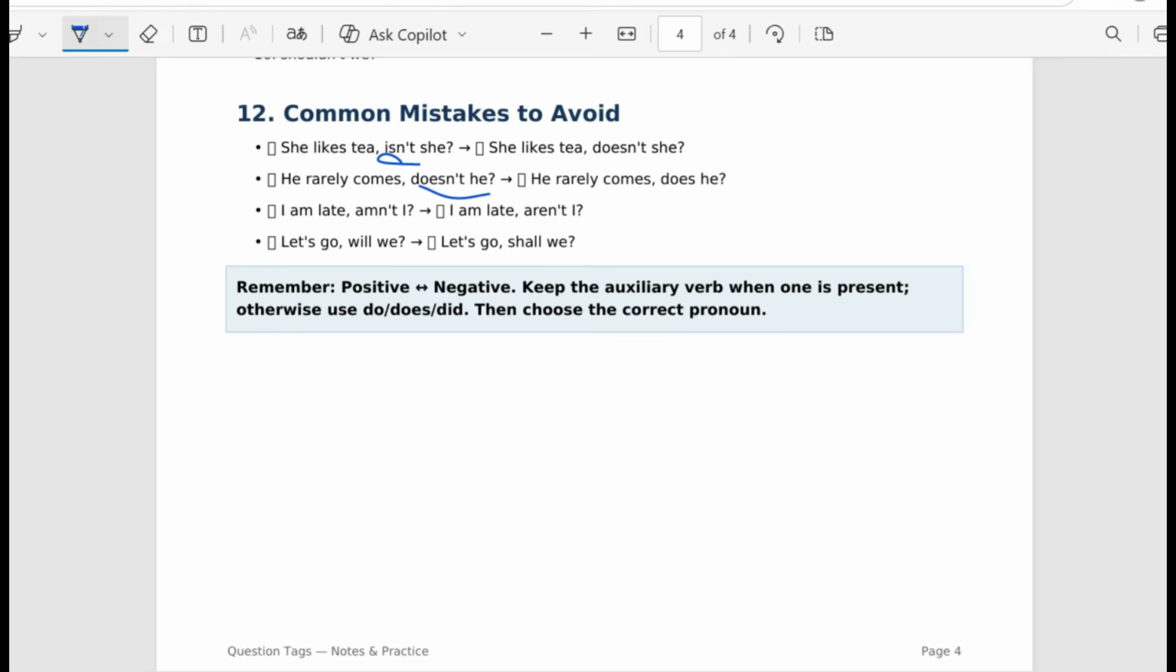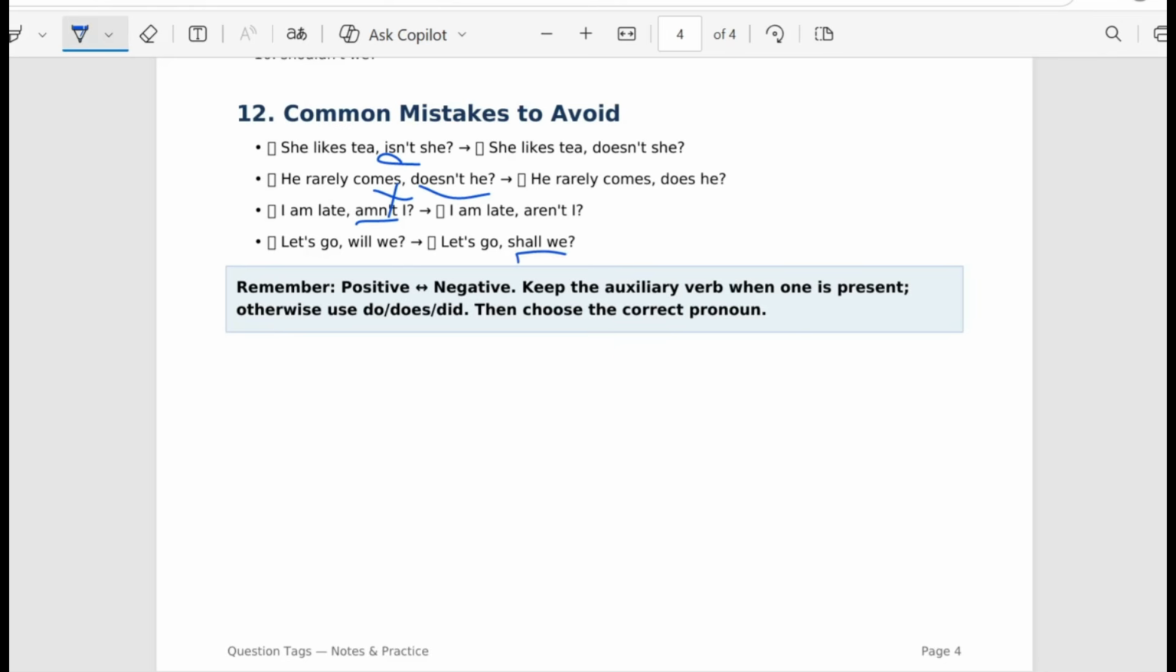I am late. Even among my learners, there are some that I was marking who have written I'm entirely, and I felt very embarrassed. I am late, aren't I? Don't say I'm entirely. That one is wrong. Let's go. People confuse and say will we? Will we go? That is wrong. Remember this one, you are making a suggestion, so the tag should be shall we?